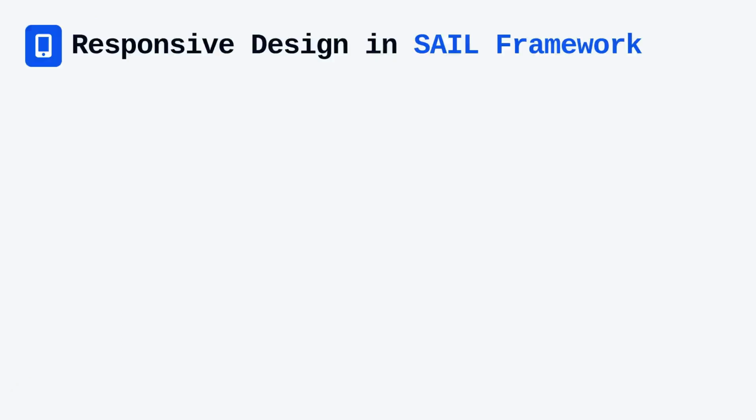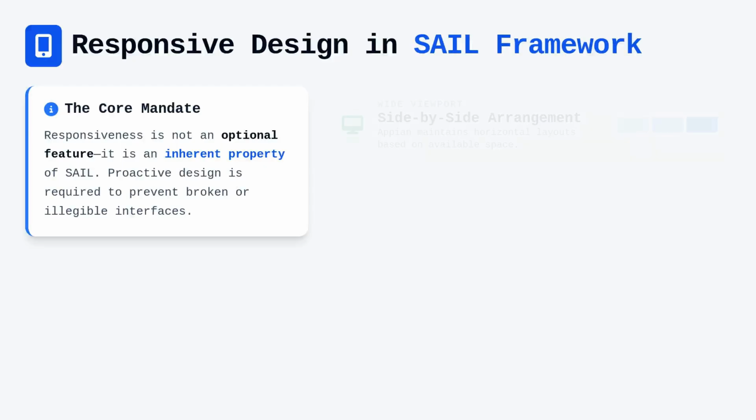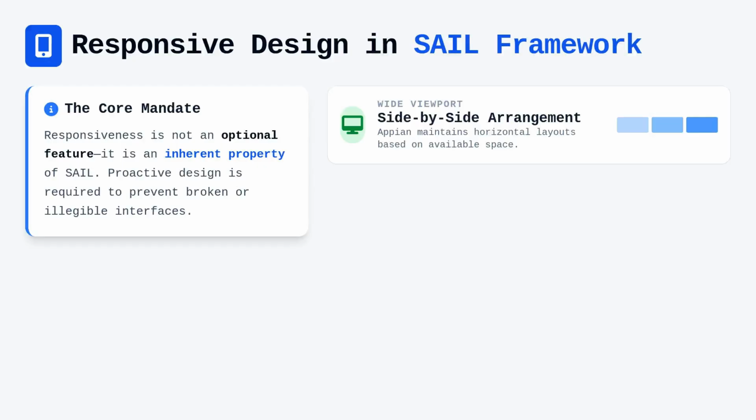Responsive design is no longer an optional feature. It is an inherent property of the Sail framework that we must design for proactively. When we arrange components in a column layout, Appian calculates the horizontal space available and attempts to maintain that side-by-side arrangement as long as the viewport remains wide enough.